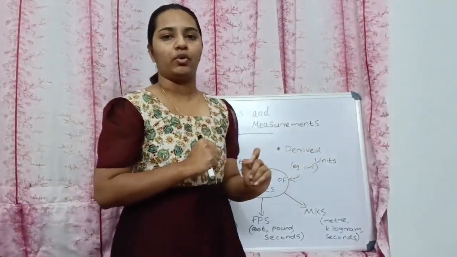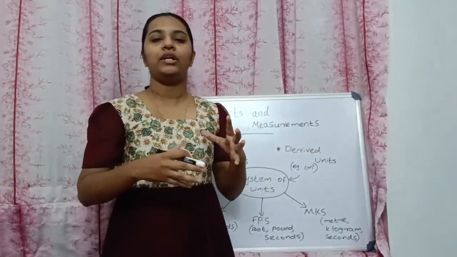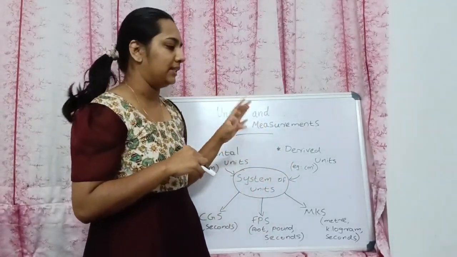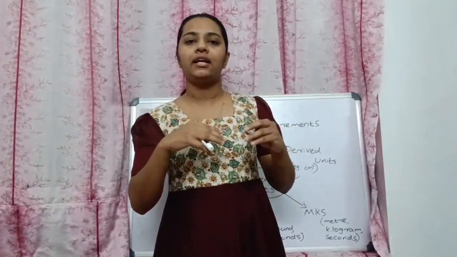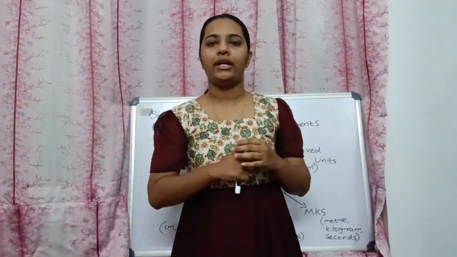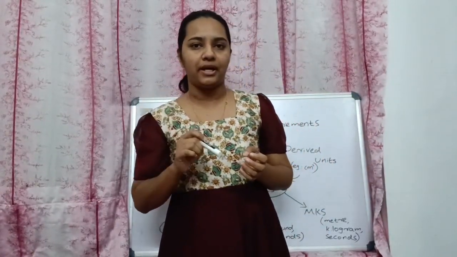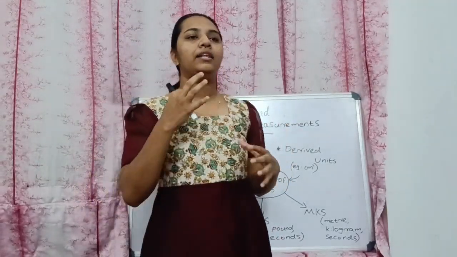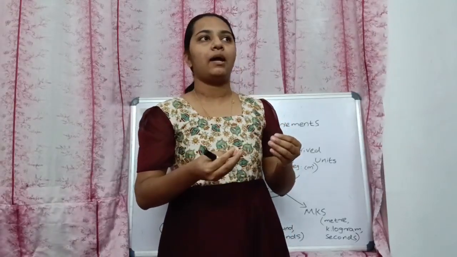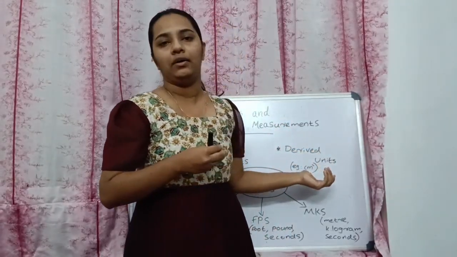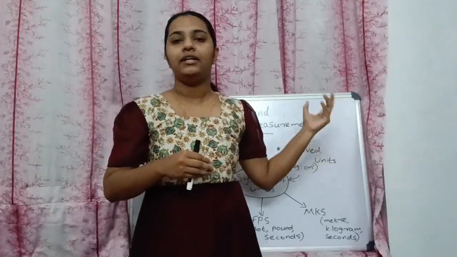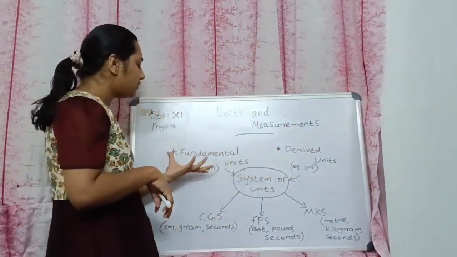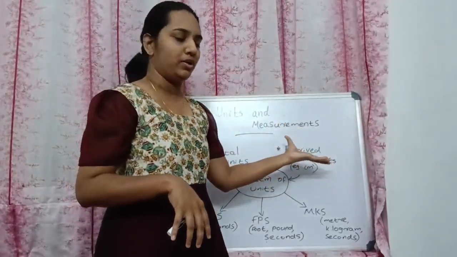Then derived units. Derived units are the units for physical quantities that are derived from the fundamental quantities. Like area. Area is a derived quantity, right? Area is given by length into breadth. So it is derived from the fundamental quantities. So the unit used to describe the area, like centimeter square, okay, that is a derived unit. So those are the two types of units, fundamental units and derived units.